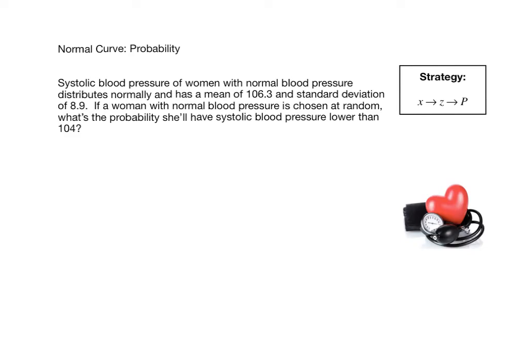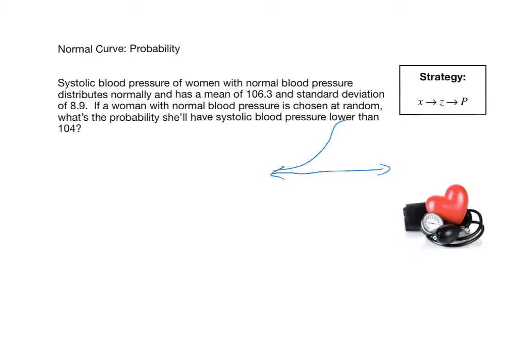For this new example, we have systolic blood pressure of women with normal blood pressure distributes normally and has a mean of 106.3 and standard deviation of 8.9. If a woman with normal blood pressure is chosen at random, what's the probability she'll have systolic blood pressure lower than 104? Again, this is not absolutely necessary to do, but a picture can help you visualize what's going on.